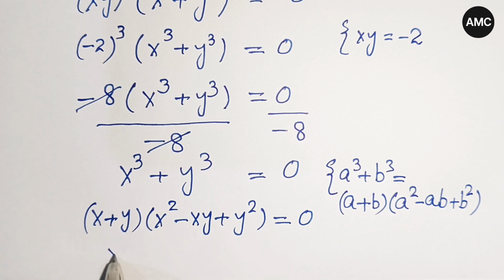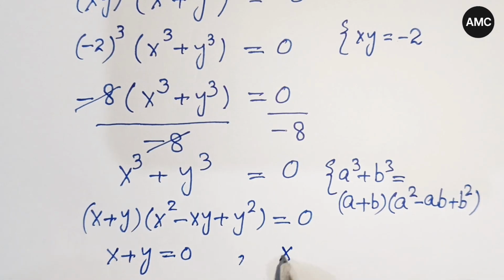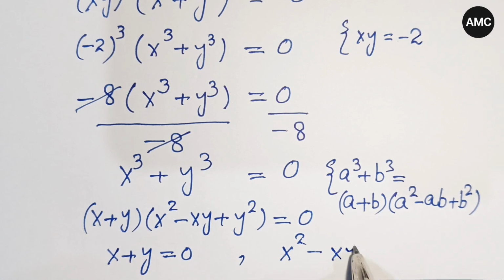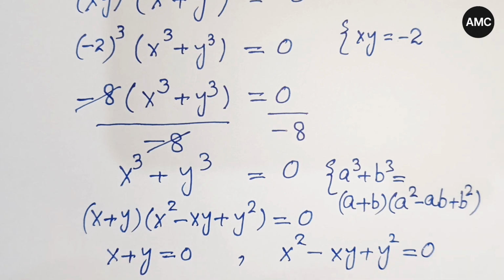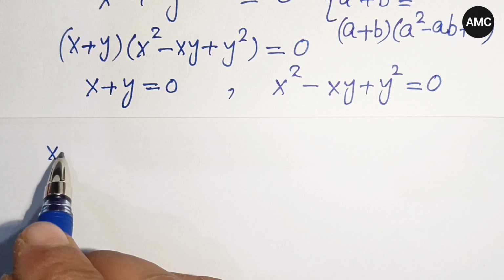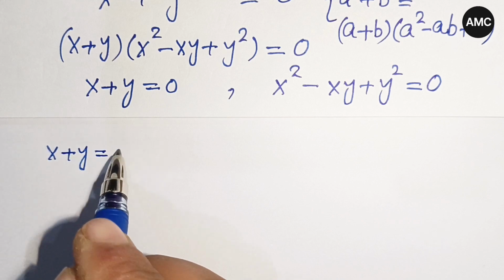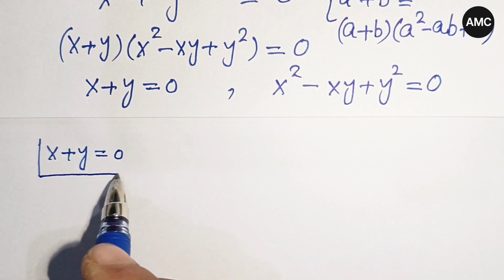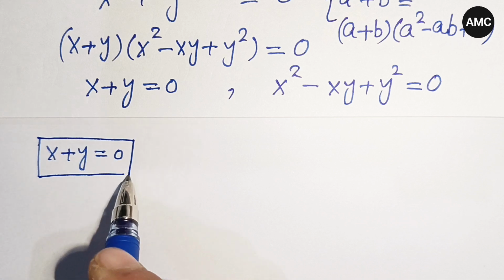The first one is x plus y is equal to 0, and similarly x squared minus x times y plus y squared is equal to 0. So here we get our first solution, that is x plus y is equal to 0. It is our first solution and first answer.